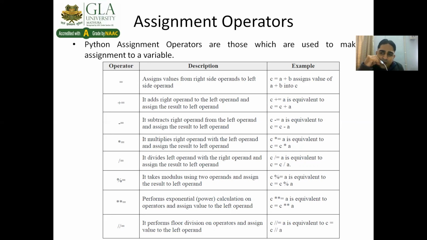And similarly, c star equal to a, c divide by equal to a, c modulus equal to a, all these will work in the same manner. They are actually used as shorthand operators. So these are all assignment operators. Then we have the logical operator.